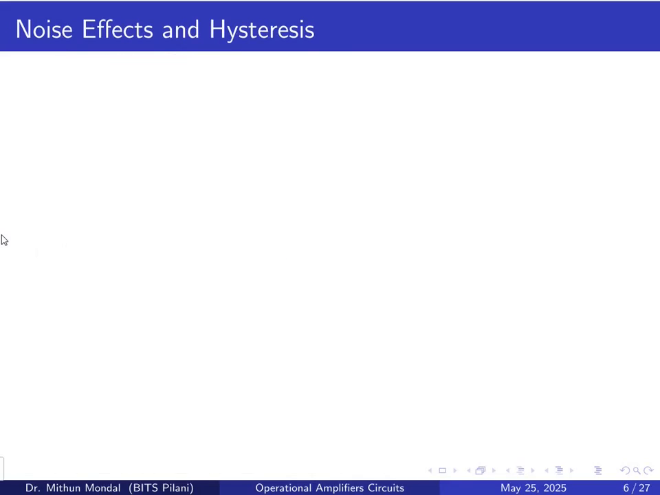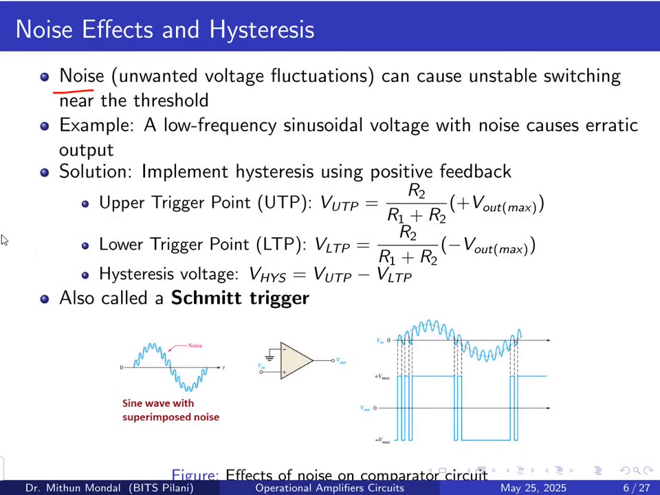What is noise in the case of an amplifier? Noise is unwanted voltage fluctuation that causes unstable switching near the threshold level. Let us take an example. A low frequency sinusoidal voltage with noise may cause erratic output. So whatever the desired output is, we will not get it.